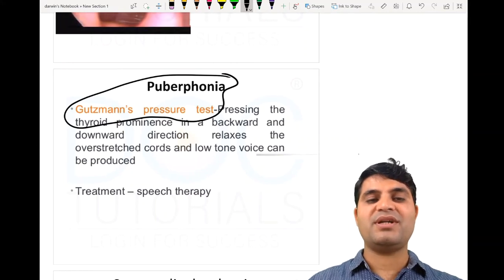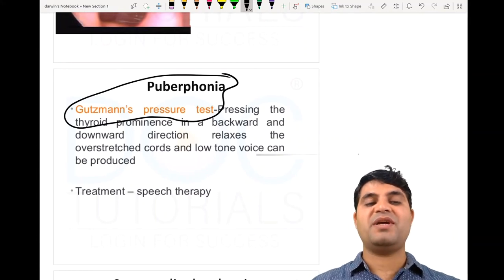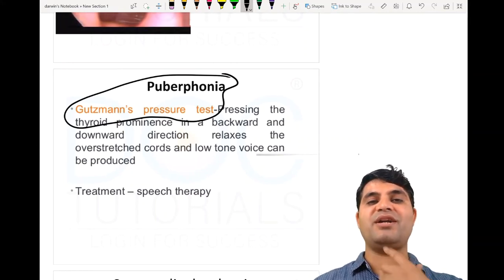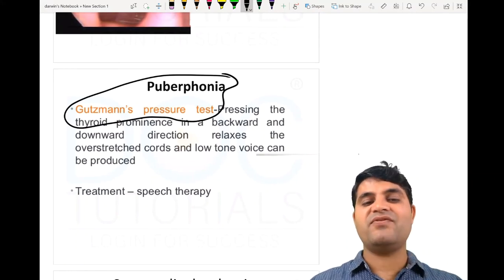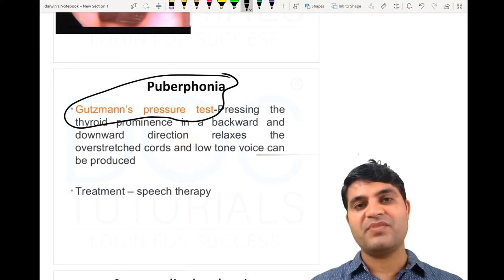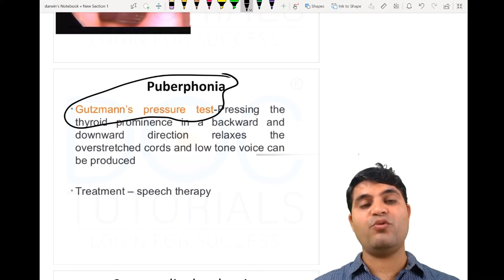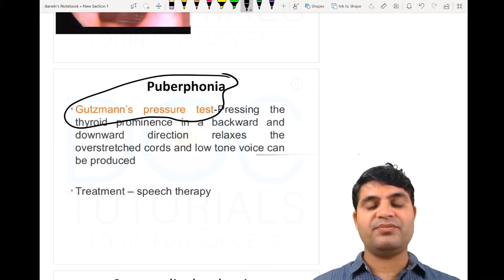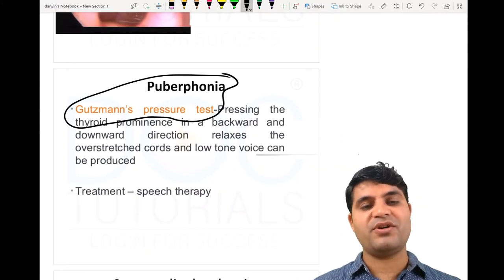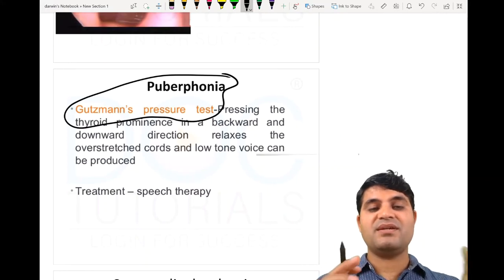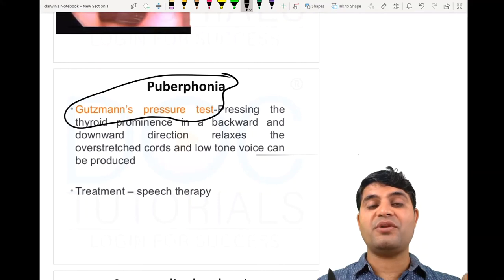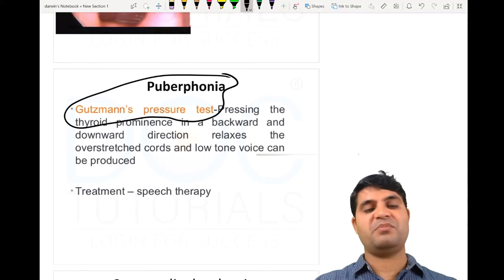So this is an important test: if by pressing this thyroid prominence backward and downwards there is a significant voice improvement, that means yes, this is a low voice pitch. Clear? So this is a high voice pitch which has to be converted. So this is a diagnostic test for puberphonia, the Gutzman pressure test.